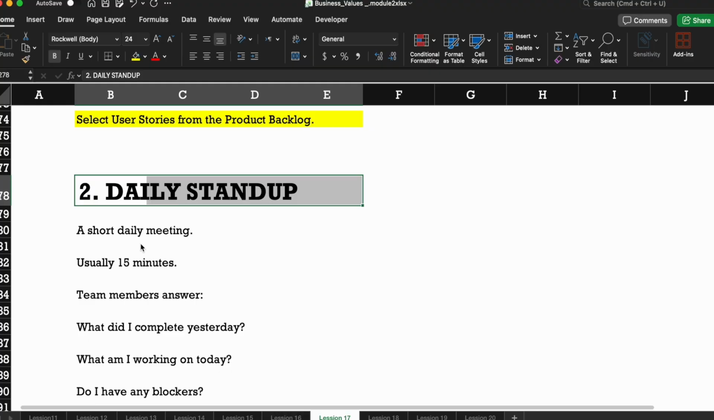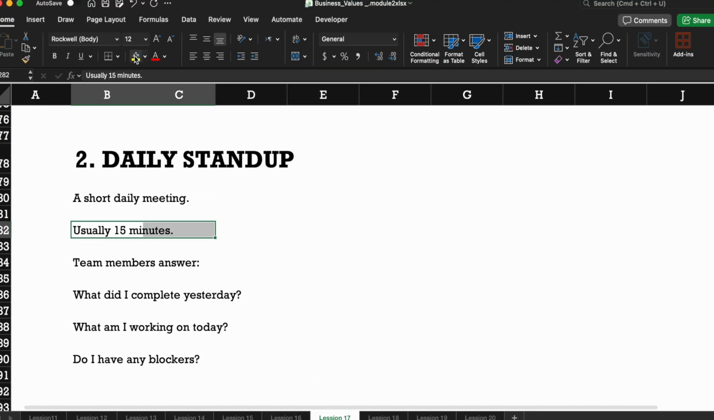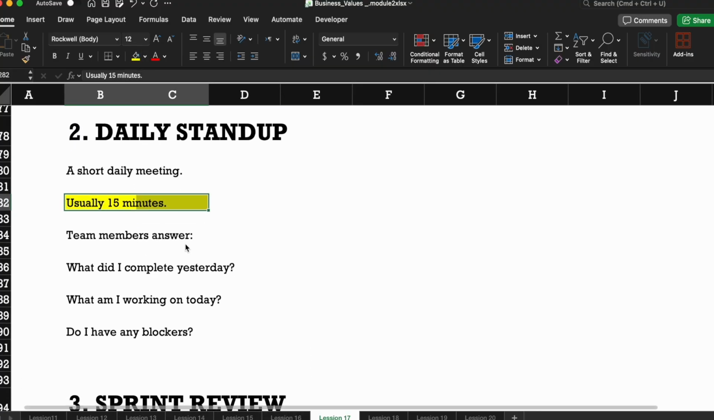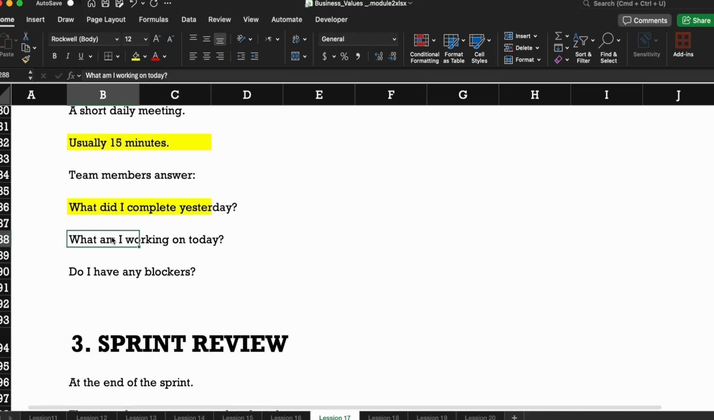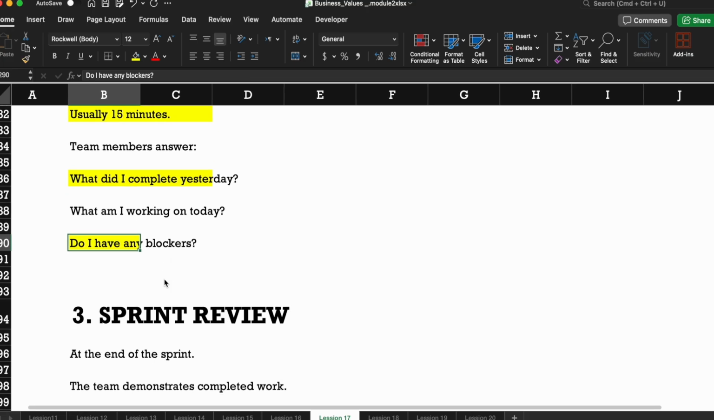The daily stand-up is a short daily meeting, usually 15 minutes, sometimes it goes to more than 30 minutes. Team members answer: what did I complete yesterday? What am I working on today? Do I have any blockers? This is what I was talking about when it comes to the Scrum Master. Usually the Scrum Master will host the daily stand-up. If the Scrum Master is not available, anyone can host this. Sometimes the BA or the product owner or anyone can host this.